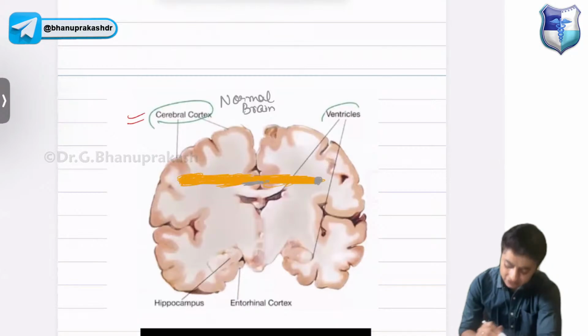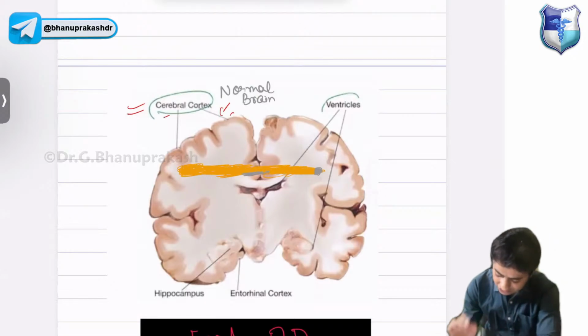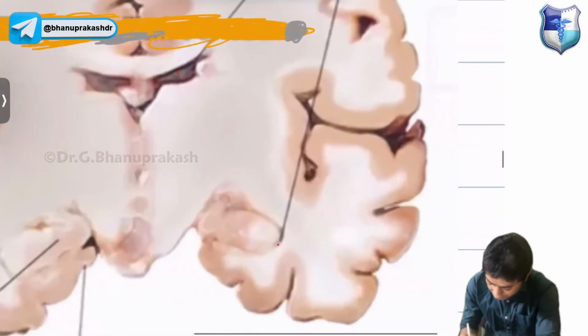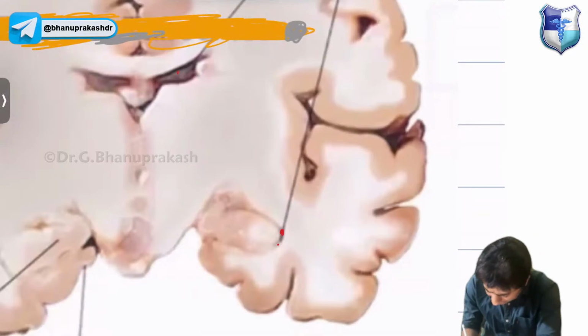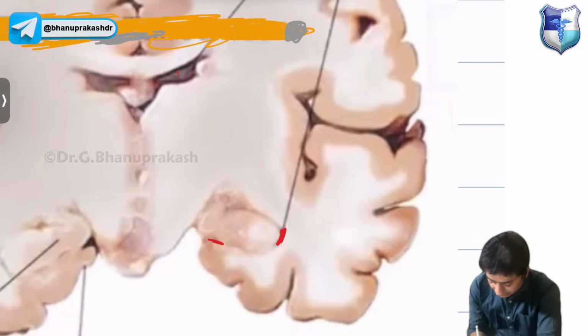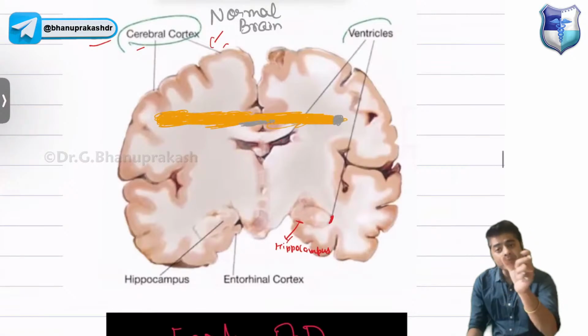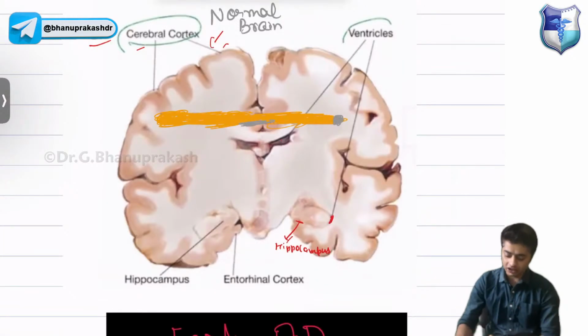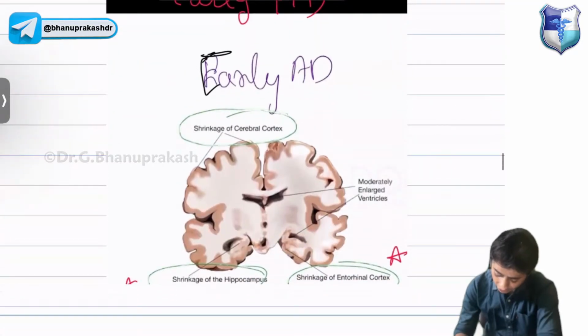See, this is your cerebral cortex. This is a diagram of a normal brain. Cerebral cortex is there. Okay, ventricles are there. See this ventricle. Can you see this ventricle normally? No, it is very thin. Normally, it is very thin. You can't see. But if there is atrophy at this hippocampus, then you will see this ventricle very clearly.